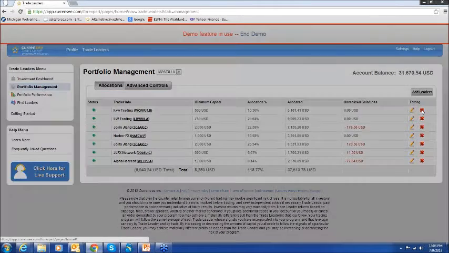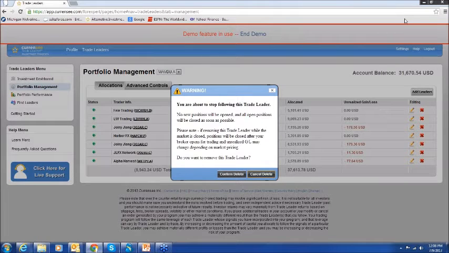The red X, if you click confirm delete, will automatically close any open position following that trade leader, and no trades will be open following that particular trade leader. You'll actually close the relationship. So in the event you want to reallocate your funds, or you're just going away on vacation and you don't want the portfolio traded, you have the ability to do that as well.